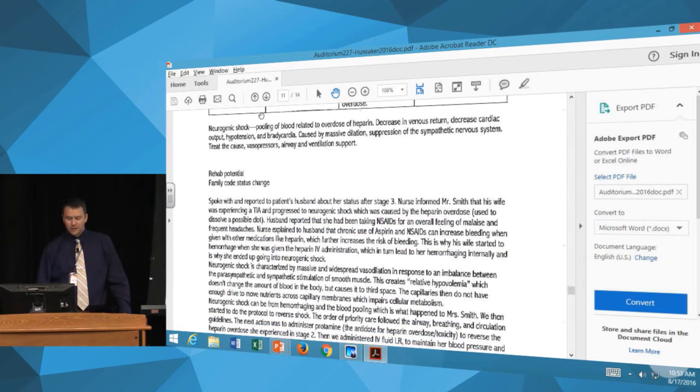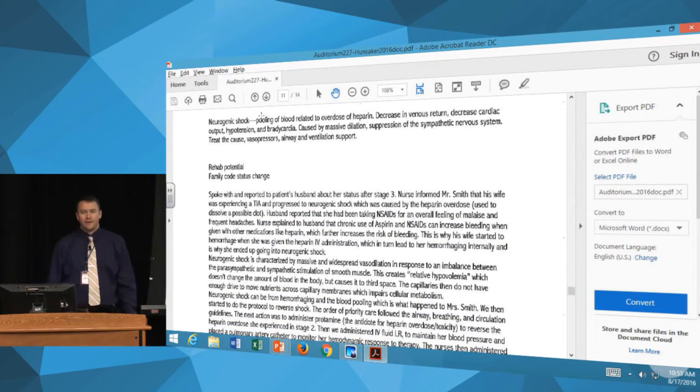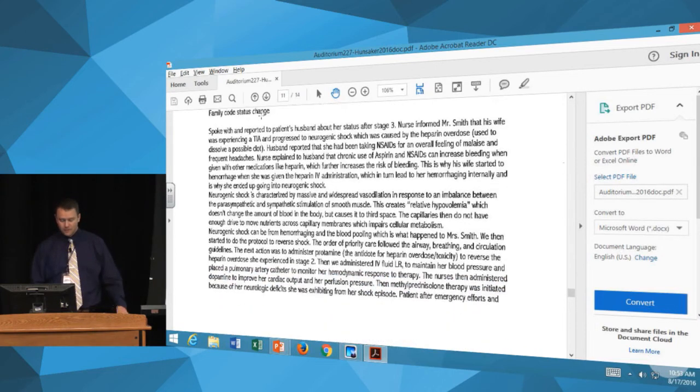This patient had neurogenic shock. This is a condition where your blood vessels open up. Essentially, you lose your blood volume and you can die. And they also give a medication they weren't supposed to give.